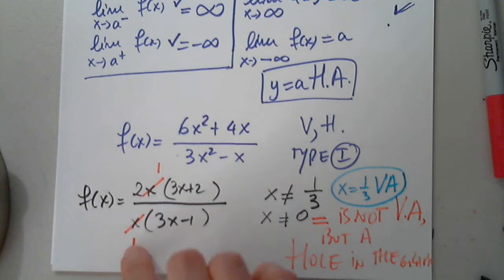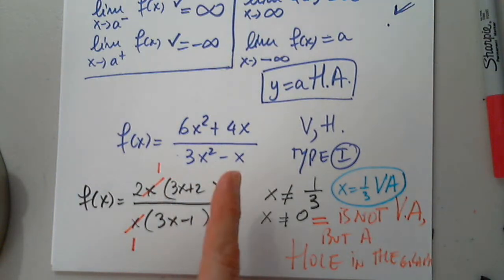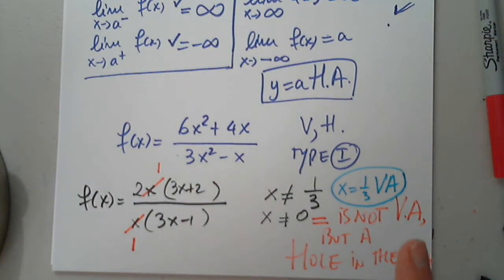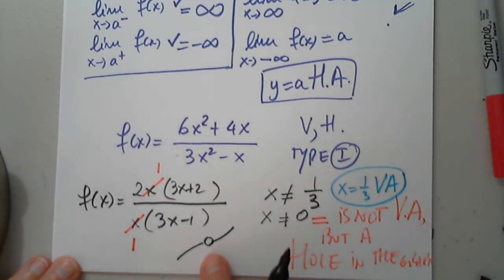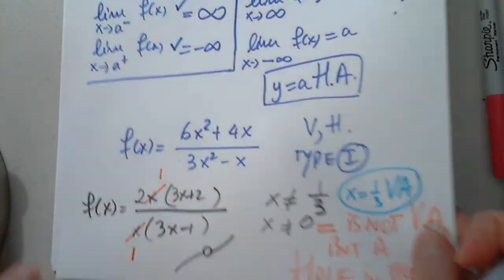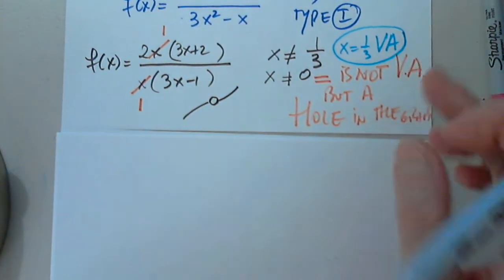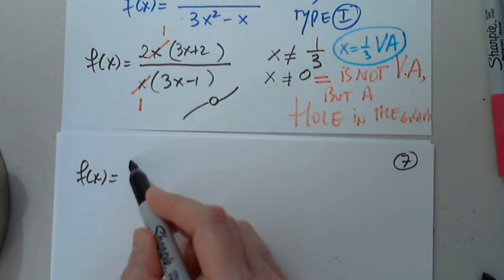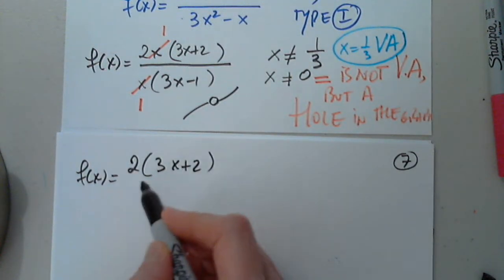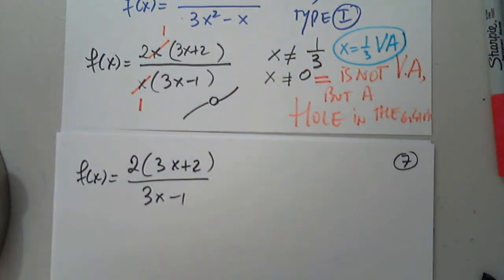When a factor like that goes away, the function is still undefined, because we are talking about the original function. The original function is still undefined at 0, but that x equals 0 will not be a vertical asymptote, but a hole in the graph, something like this. So the simplified form of the function is f of x equals 2 times (3x plus 2) over (3x minus 1).